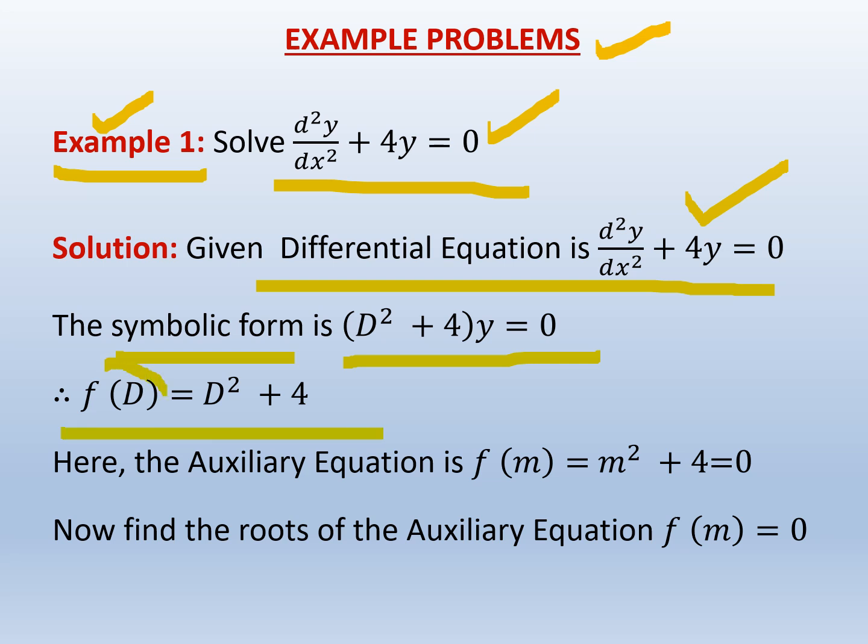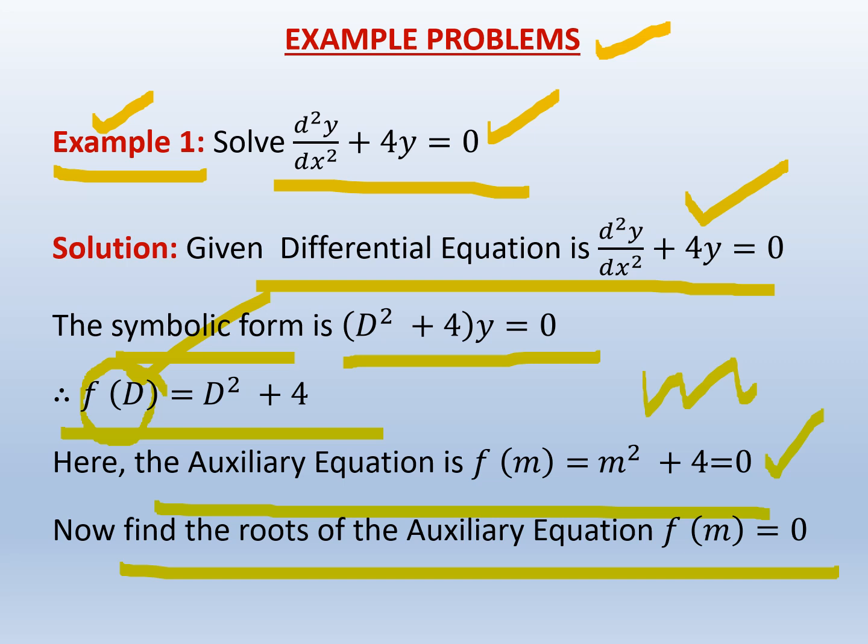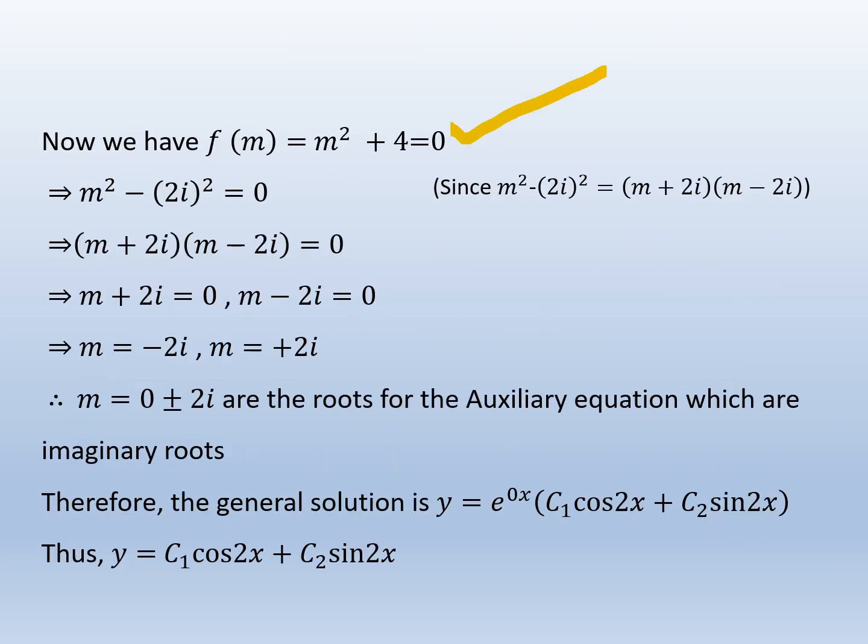Now, in f of D, replace D with m. We get the auxiliary equation like this: f of m equals m squared plus 4 equals 0. Now find the roots for the auxiliary equation, f of m equals 0. Now we have f of m equals m squared plus 4 equals 0.